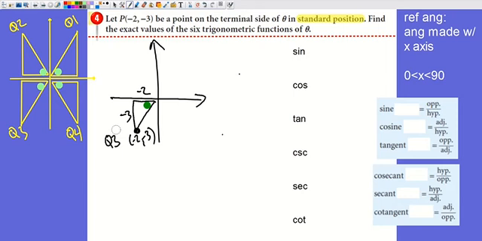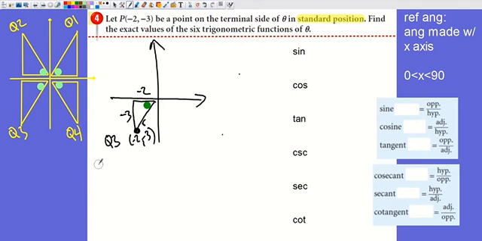Now, the hardest part is to find this r here. I'm going to call this r. How do you find this hypotenuse? How do you find this length right here? This is the Pythagorean theorem. This is something you learned in 8th grade.